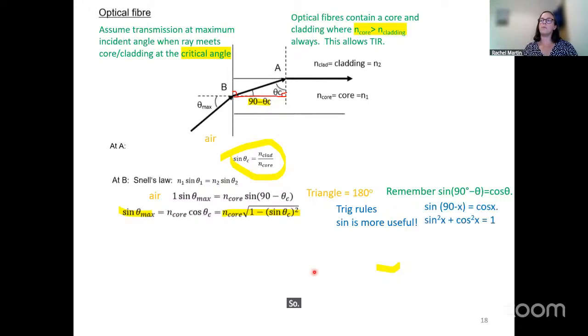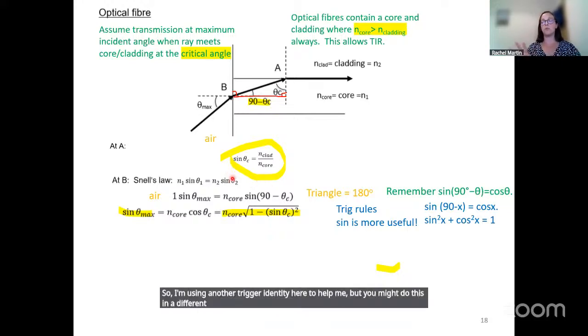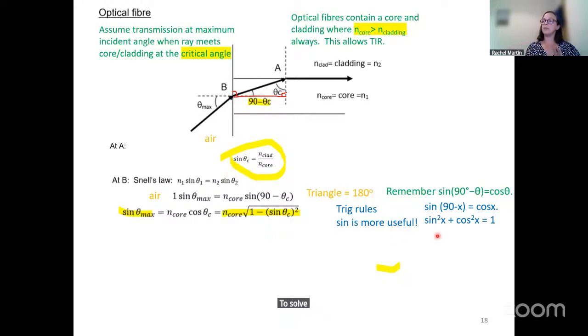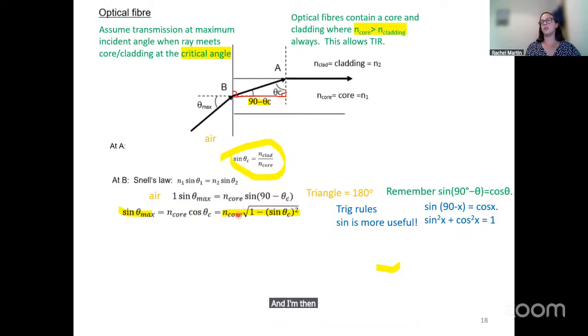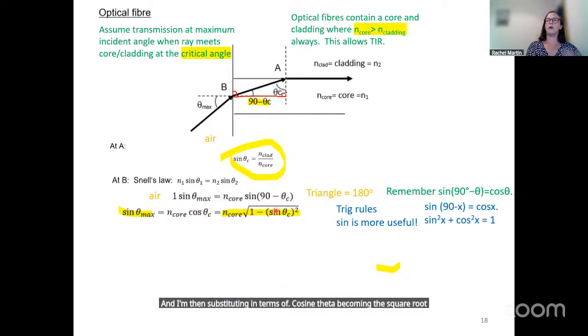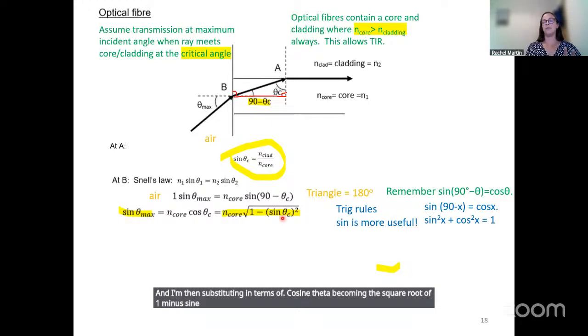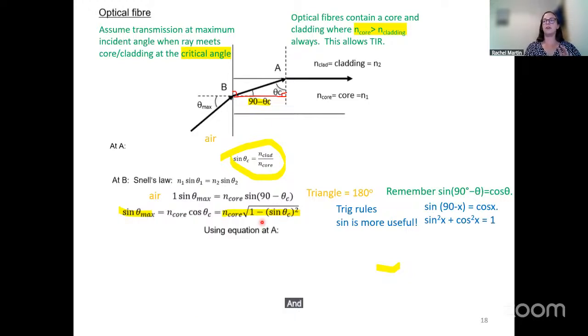So I'm using another trig identity here to help me, but you might do this in a different order. There are multiple routes to solve the same problem. But I'm using that idea of sine squared x plus cos squared x equals 1. And I'm then substituting in terms of cosine theta becoming the square root of 1 minus sine squared theta. And because I've then got sine of my critical angle in my equation, I can then substitute in. Have a go at that.